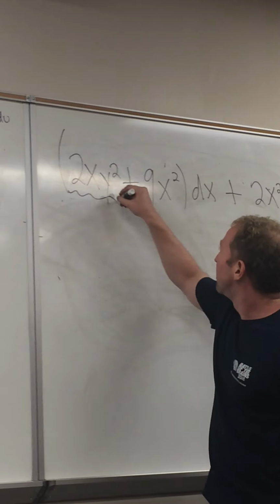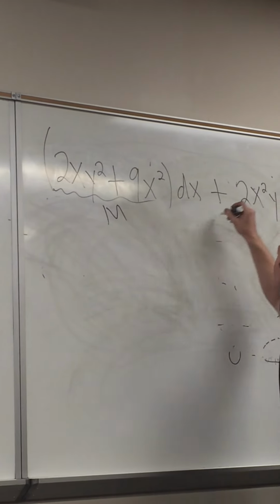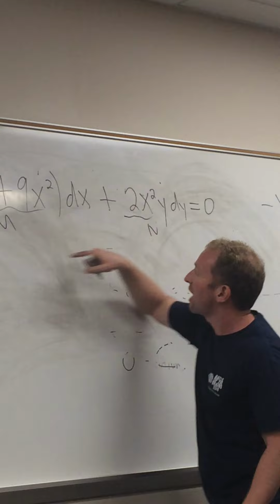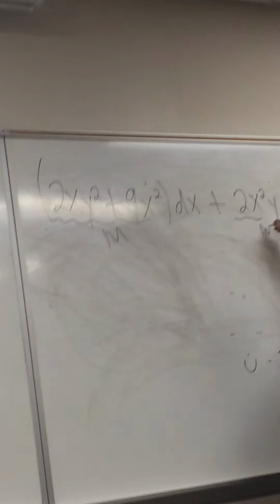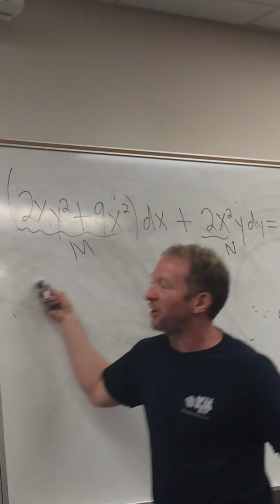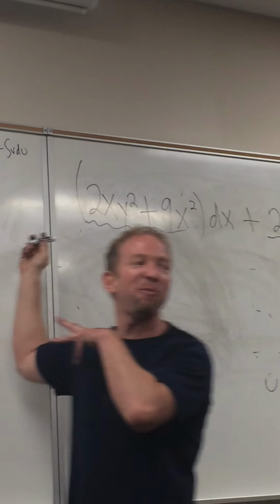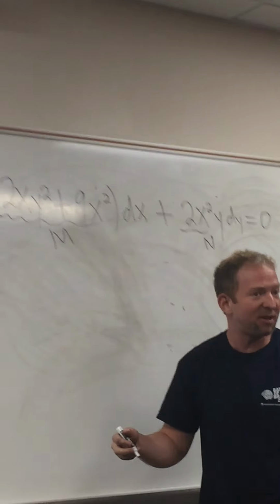So now we start over. This is our new big M, and we could call it M tilde, but let's not. We're being really abusive here. So this is our new big M and our new big N. And we have to check to see if it's exact, because what if we did it wrong?